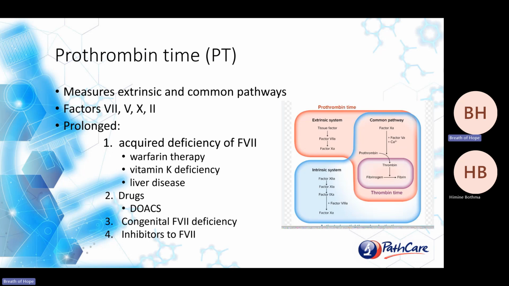Okay, so an isolated prolonged prothrombin time. This means that there's factor 7, factor 5, factor 10, and factor 2 involved here. Acquired deficiencies of factor 7 would be warfarin therapy, vitamin K deficiencies, and liver disease in patients. Drugs such as your DOACs, and then a congenital factor 7 deficiency, we said that was quite rare, like this was 1 in 500,000. So it does exist, but it is rare. And then inhibitors to factor 7, which is even more rare.